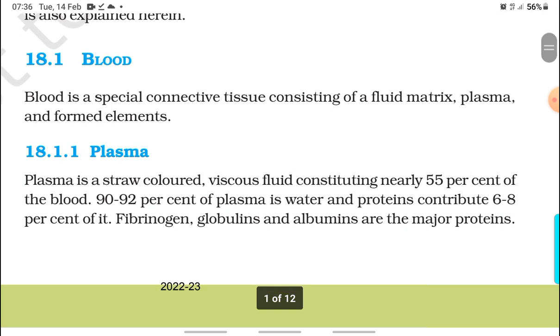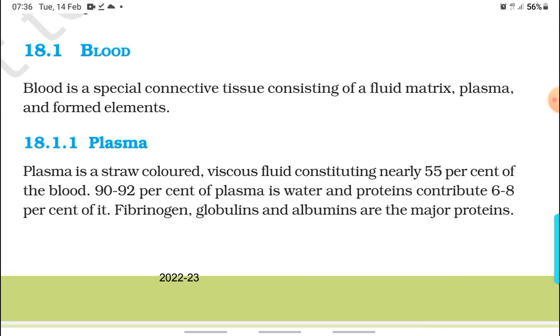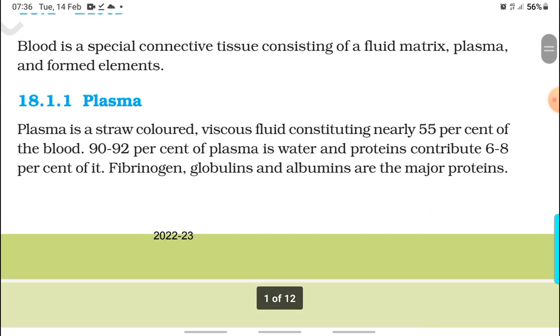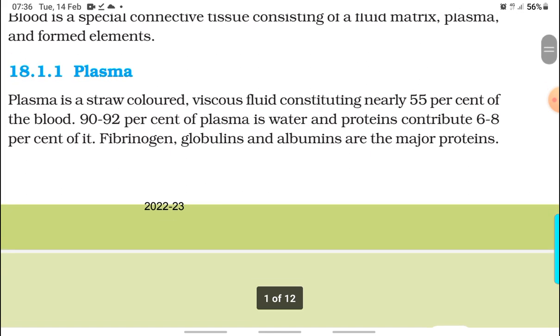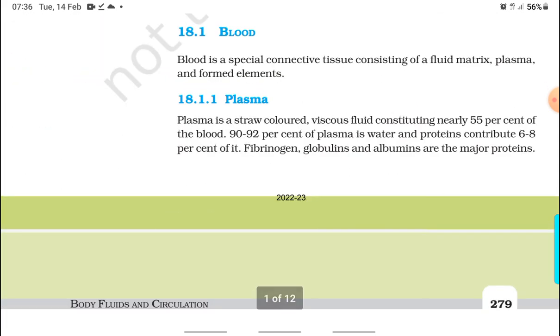Blood is a special connective tissue consisting of a fluid matrix, plasma, and formed elements. Plasma is a straw-colored viscous fluid constituting nearly 55% of the blood. 90 to 92% of plasma is water, and proteins contribute 6 to 8% of it. Fibrinogen, globulins, and albumins are the major proteins.